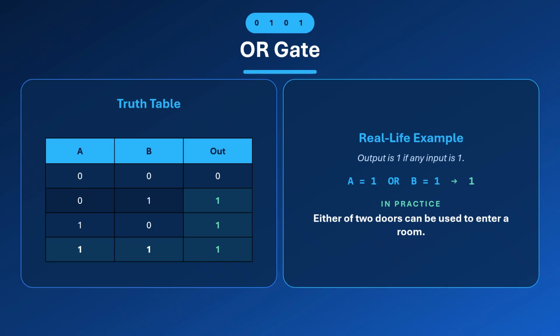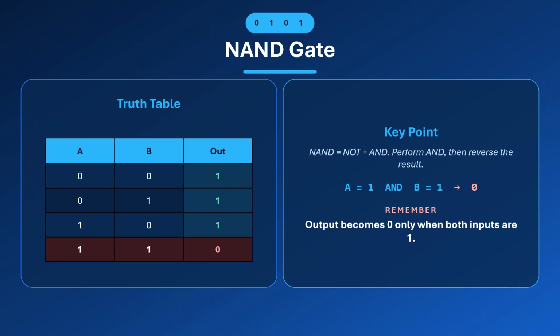Real life example: output is 1 if any input is 1. A equal to 1 or B equal to 1, then output will be 1. In practice, either of two doors can be used to enter a room. NAND gate. In the truth table, you can see if A is 0 and B is 0, output is 1.